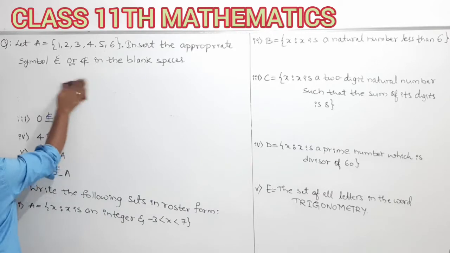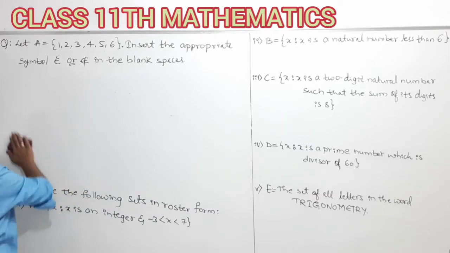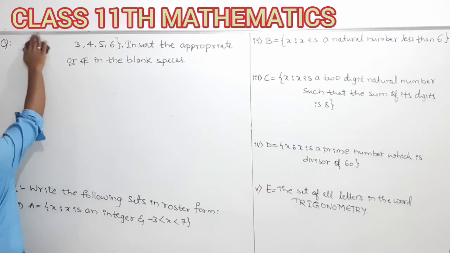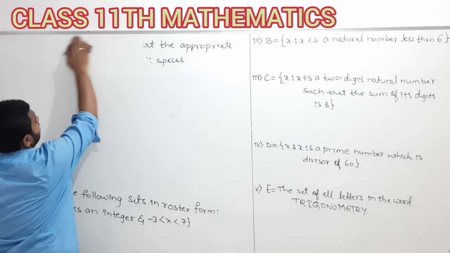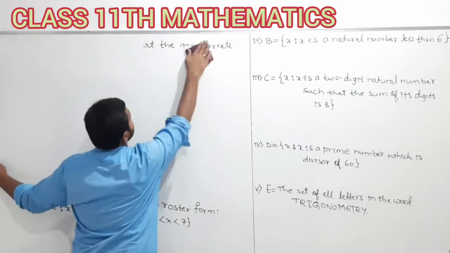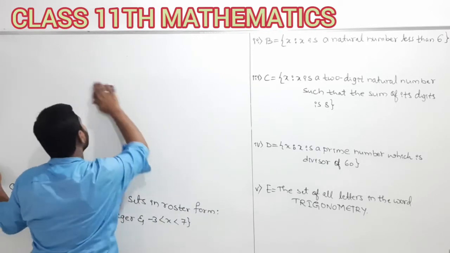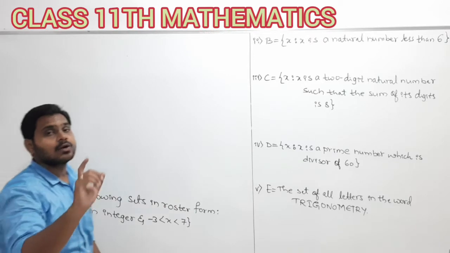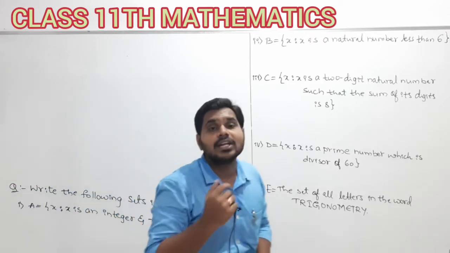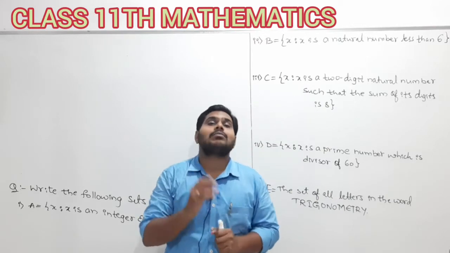So what is meant by roster form, my dear students? Roster form means we write all the elements of a set, listing all the elements, and those elements are separated by commas. If the elements are repeated, we will take them only once. That method we can call the roster form, or you can call it tabular form.